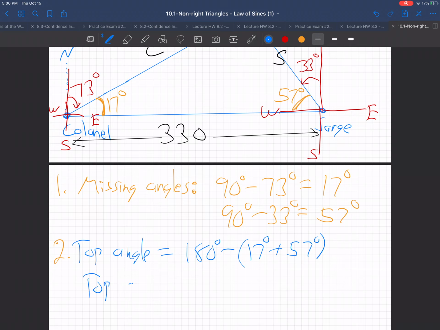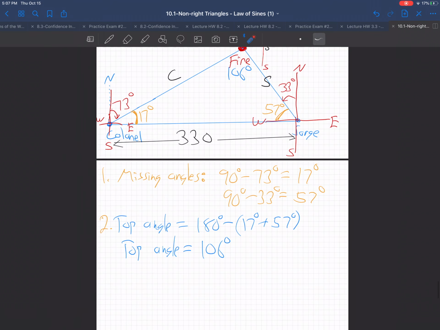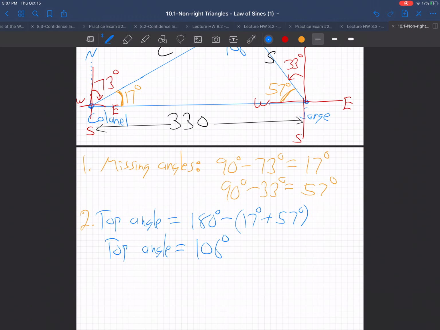So the top angle must be, going to use my calculator here. I'm getting 106. Top angle must be 106. So the fire angle up here must be 106 degrees. All right, so now we have all 3 angles, and now we can use law of sines because we have an angle and side opposite, and then the same thing for this side, and we can get it. So now we're in business.